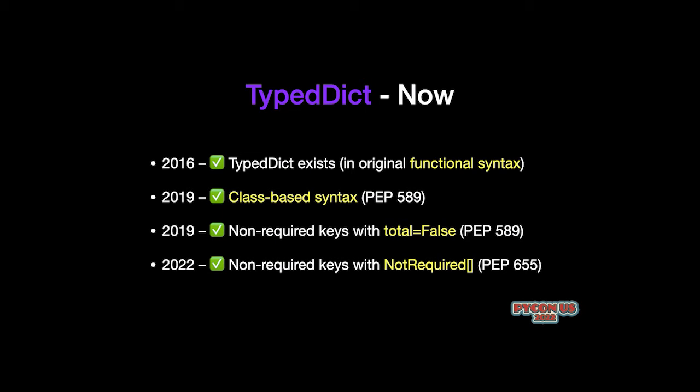So I thought it might be worth briefly reviewing the history of various features related to TypedDict. It was originally introduced with just a functional syntax, and then later a class-based syntax was added, which I think is the kind that most people are using at this point. At the same time, we got the ability to declare TypedDicts with total equals false, which means that all the keys for it are not required. And just recently, with the new PEP 655, we have the ability to declare individual keys as either required or not required. So that's where we are right now.